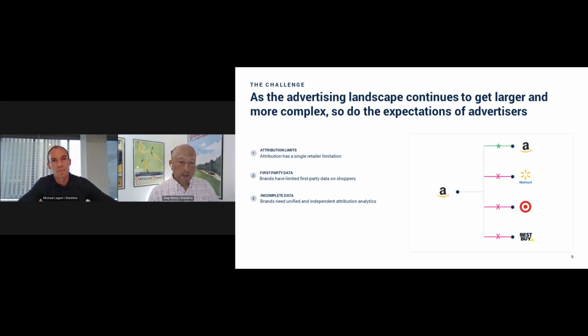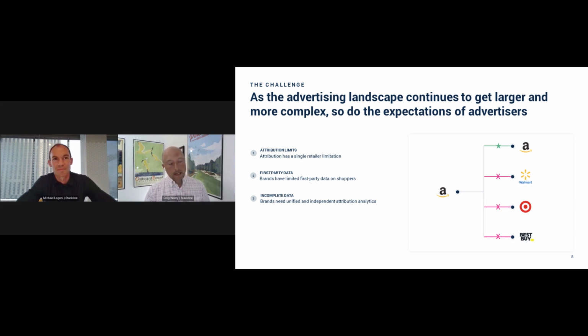So when we think about proving out the impact of retail media, and in this case, we're going to be focusing in on Amazon, we can draw a line today from an Amazon ad placement to a sale on Amazon, as Michael was just alluding to. And this single line of attribution can be helpful, but as brands continue to expand on the other retailers that you see on screen, that single retailer limitation really becomes a barrier, a blind spot to proving out the impact of that advertising. So we want to solve for the attribution limits.